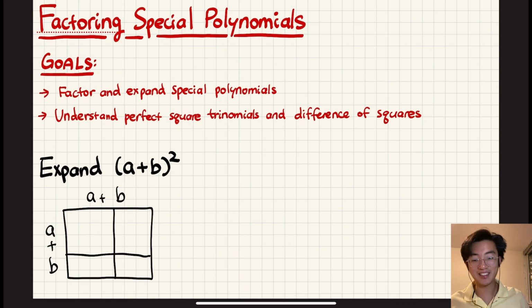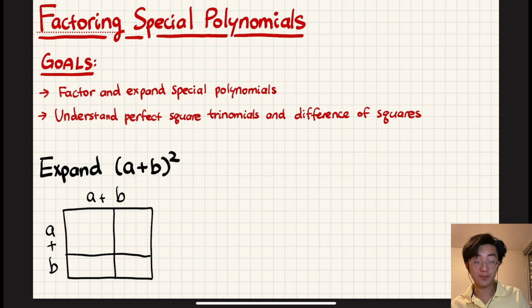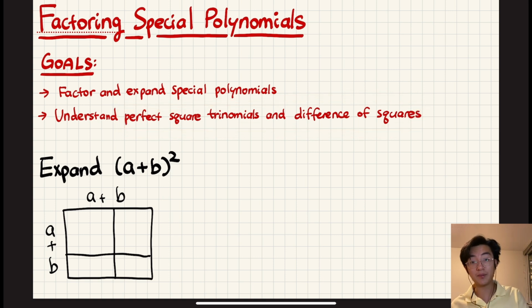Alright, welcome to our lesson today on factoring special polynomials. A lot of times when you factor polynomials, you start to see some patterns here and there. And today we'll be working a lot with perfect squares. Our goals today: we'll learn to factor and expand some special polynomials and find their patterns, and understand the perfect square trinomials and the difference of squares formula. Those are the formulas you'll be seeing a lot on your formula sheets.